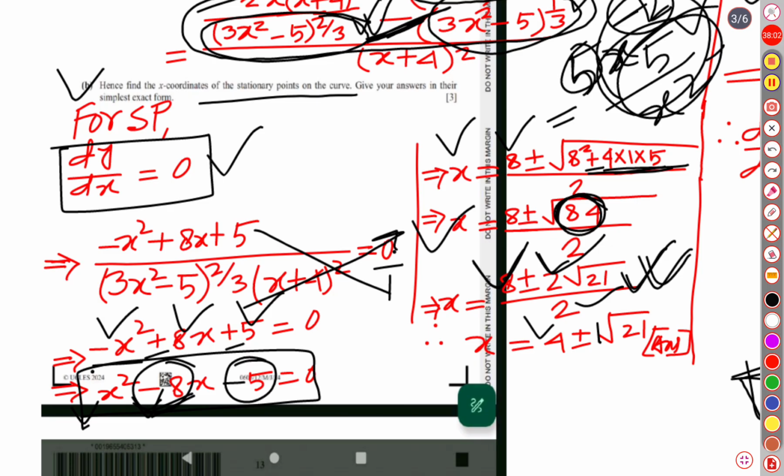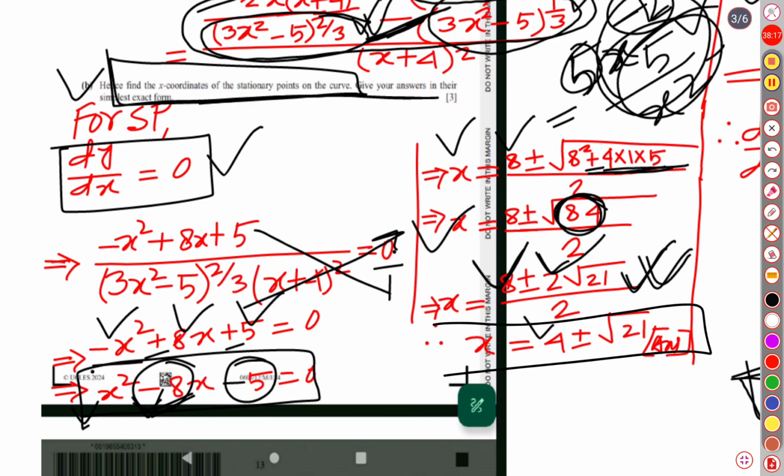What does the question say? The question says, find the x coordinate. They have told us to find the value of x, and this is the value of x we have obtained. They didn't tell us to find the y coordinate, only the x coordinate. So we have got this, this is our ultimate answer. Let's talk about the next solution.